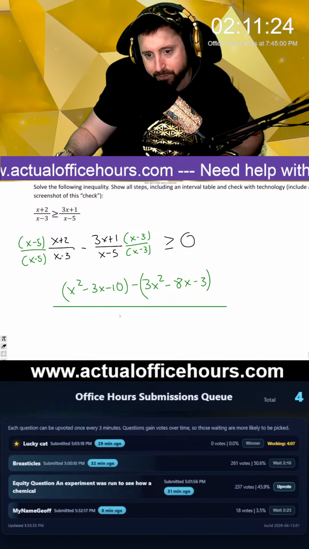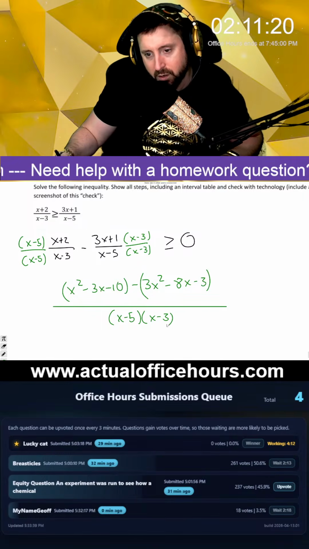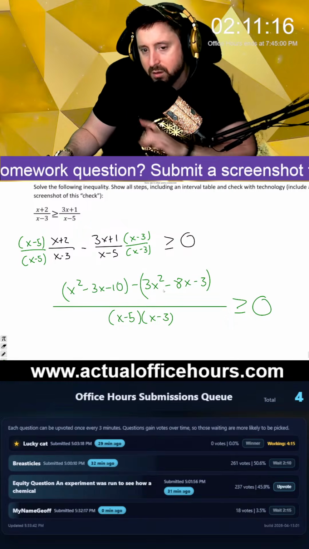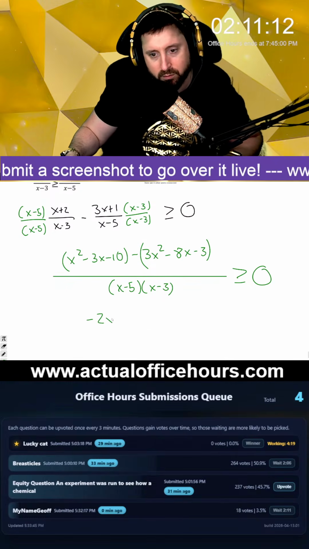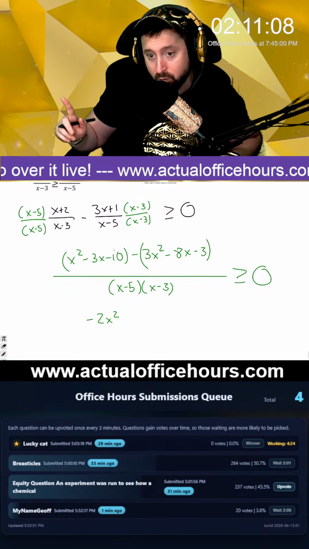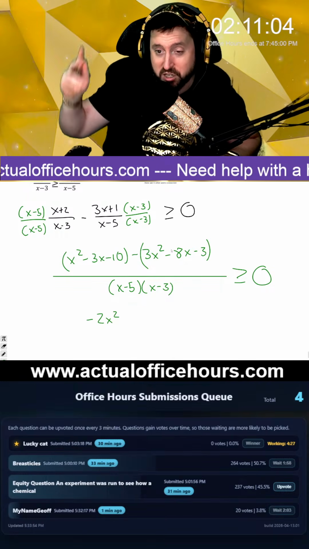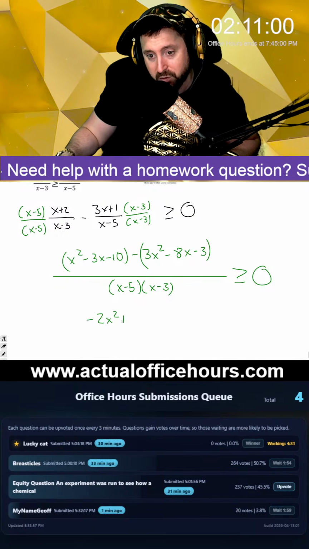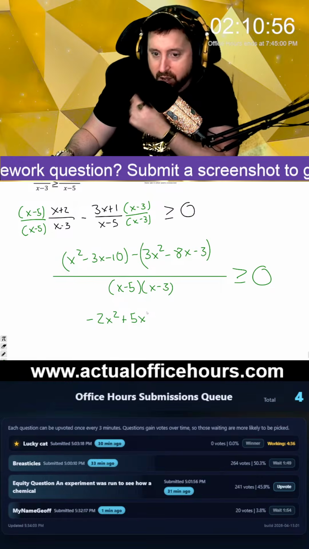And then this is all over x minus 5, x minus 3. So then let's combine some stuff here, right? I got x squared minus 3x squared, so that's going to be negative 2x squared. Then I have minus 3x minus 8x. Ooh, I got to get tricky here because there's a minus sign here as well. So this is actually minus 3 plus 8. So that's going to be plus 5. Is this one of those conjugate problems? I don't think so. No.